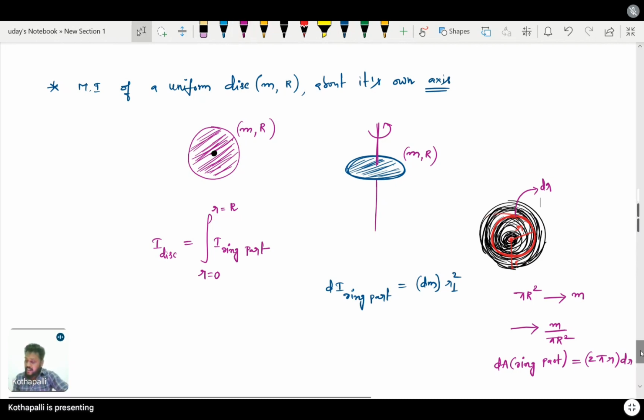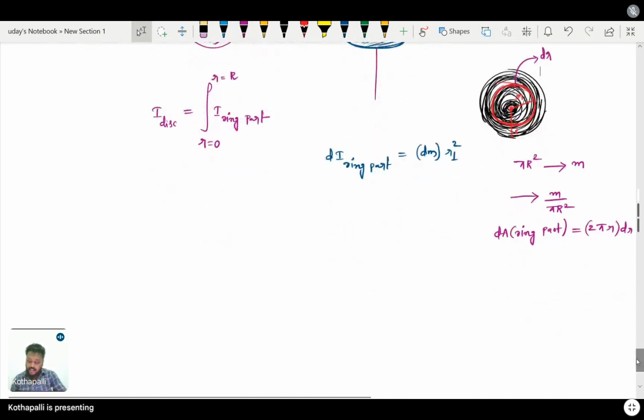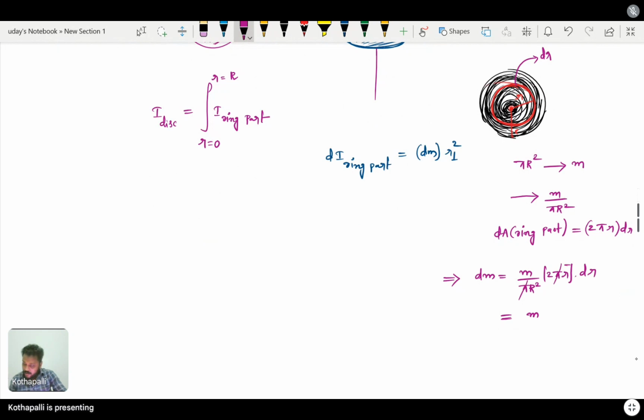So in unit area, M by pi R square amount of mass is there. Then in this ring area, how much mass will be there? M by pi R square into 2 pi r into dr. So pi and pi will get cancelled. So the mass of the ring part is 2M into r dr divided by R square. Now we have got the mass of the ring part and we also know the radius of the ring part.